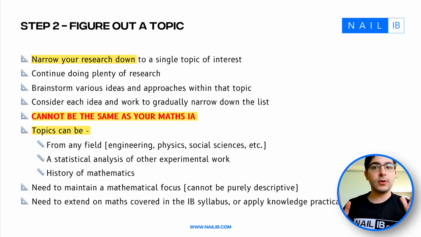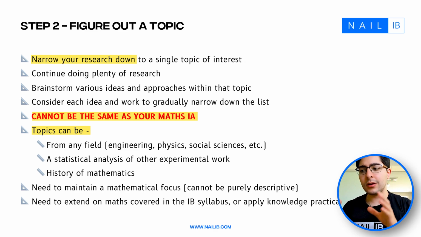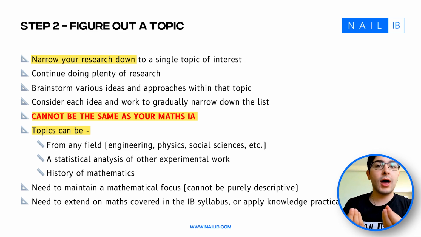Your topics can be from any field, as I've said previously. Alternatively, you could even do a statistical analysis of other experimental work, and that's called a meta-analysis, when you look at other works and analyze it all. You could even do the history of mathematics. If you wanted to do any of those unusual topics, you need to make sure that it still has a consistent mathematical focus. If I did a history of maths, I wouldn't be talking about the mathematician's personal history and their life and their kids or whatever. No, you'd still have a focus on the actual maths itself. So that'd be how certain equations have been developed, all those kinds of things.